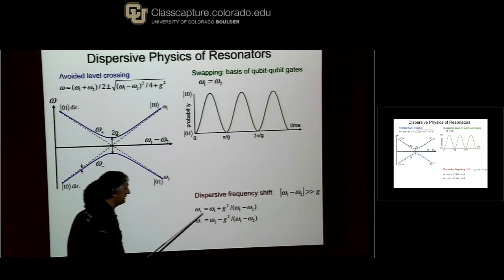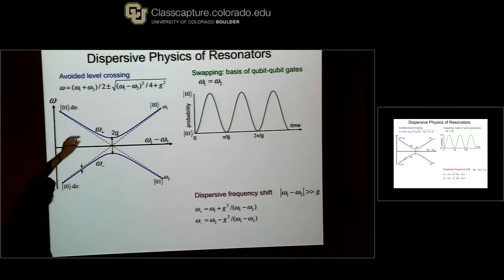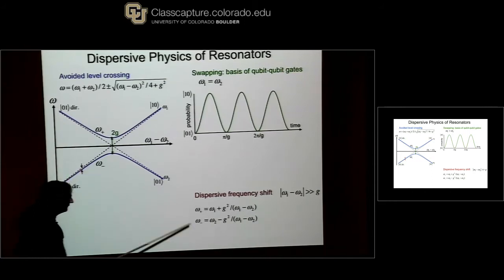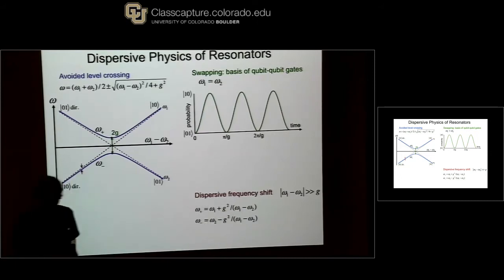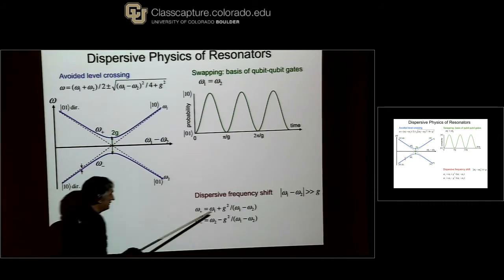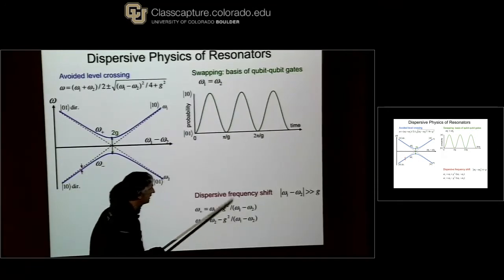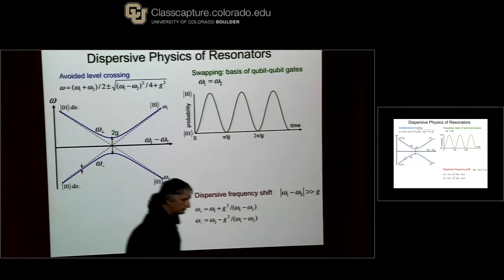When you work that out, the frequency shifts. The qubit frequency shifted by the resonator, and the resonator shifted by the qubit, is given by this. It's basically G squared over delta, the frequency difference. This is both the classical calculation and the quantum calculation. Okay? So that's it. And thus, if the resonator is shifted by G squared over delta, you can observe that.